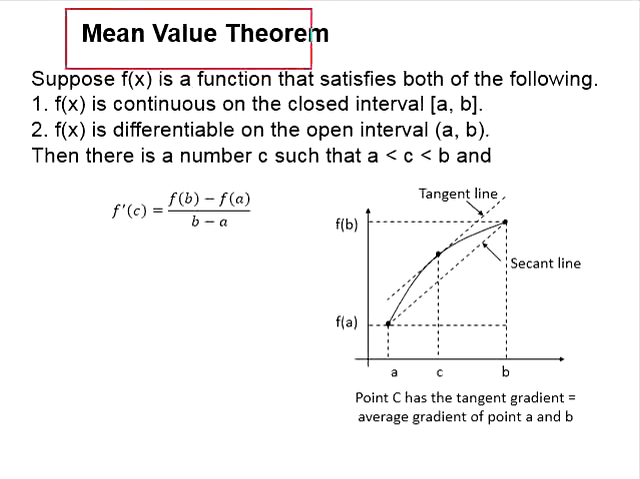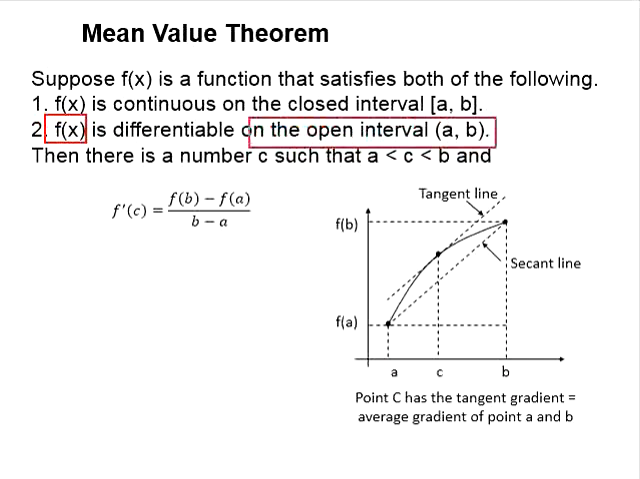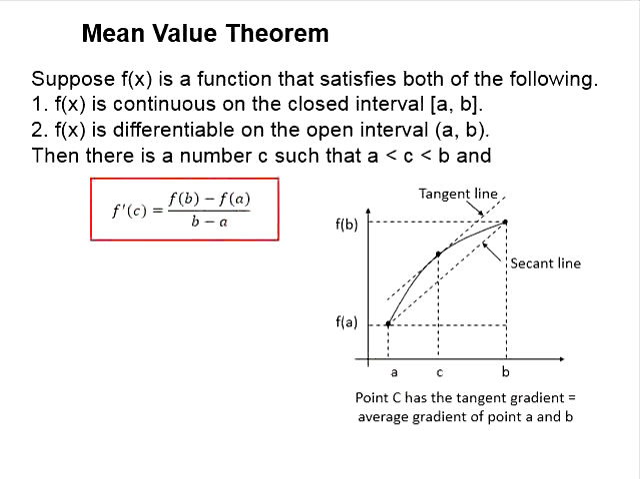This mean value theorem is valid when the function f(x) is continuous within the range of a to b, and the function is differentiable on the open interval of a and b, and the point C will be in between a and b. This is a standard equation for the mean value theorem.